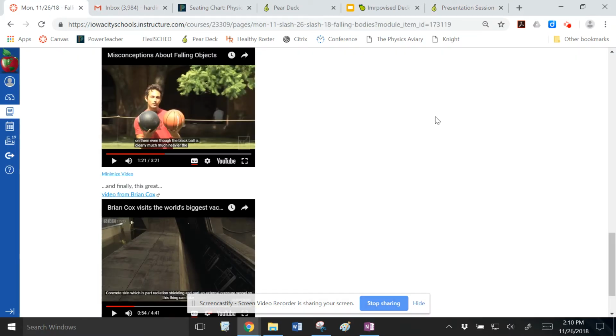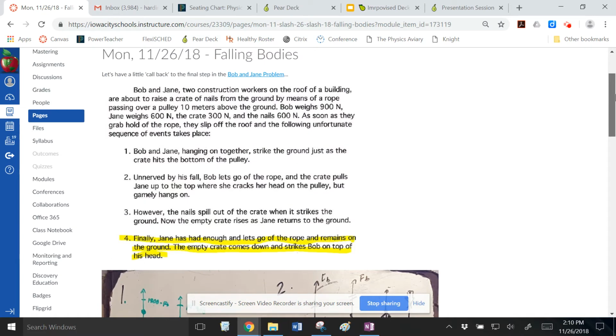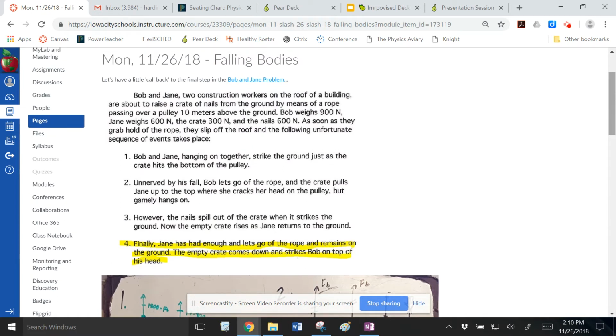Over on Canvas, then, I got a couple of things going on today. We're going to do a little bit of a callback to the Bob and Jane problem. The Bob and Jane problem dealt with this type of setup where you've got a couple of bodies connected by a string running over a pulley. And so hijinks ensue.